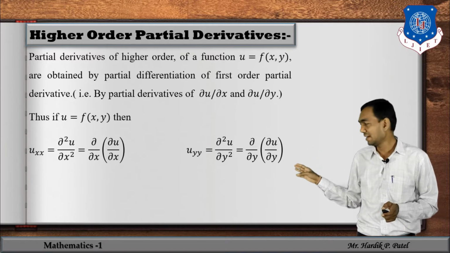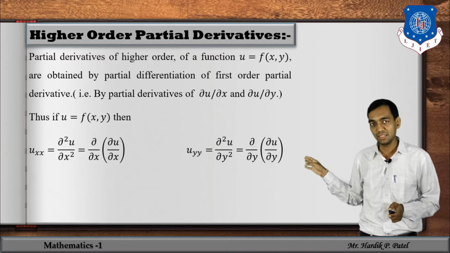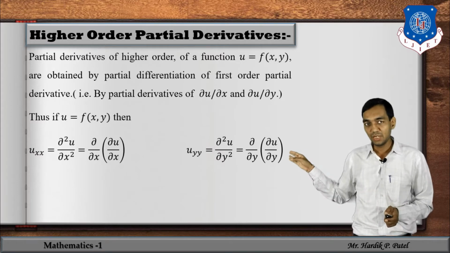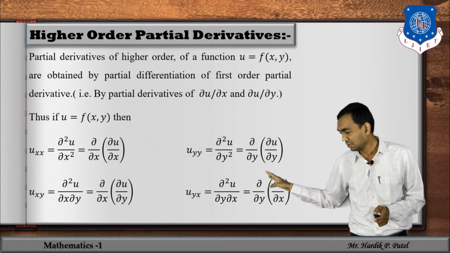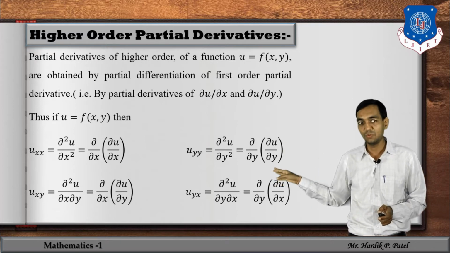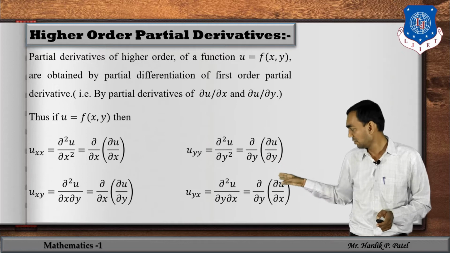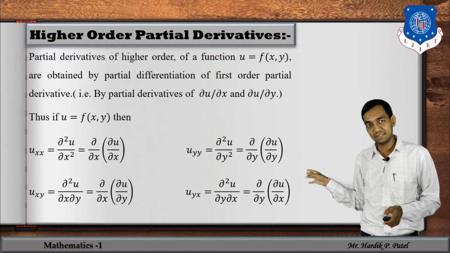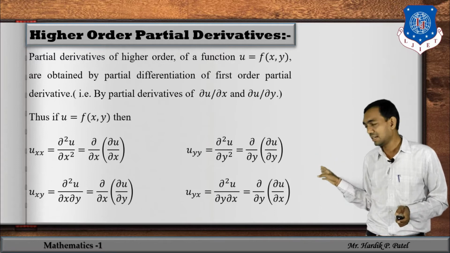In the same manner, uyy is del square u by del y square is equal to del by del y of del u by del y. In the same manner, if you are differentiating del u by del y with respect to x or del u by del x with respect to y, then it is written in the form of u of xy is equal to del square u upon del x del y, and u of yx will be del square u upon del y del x.